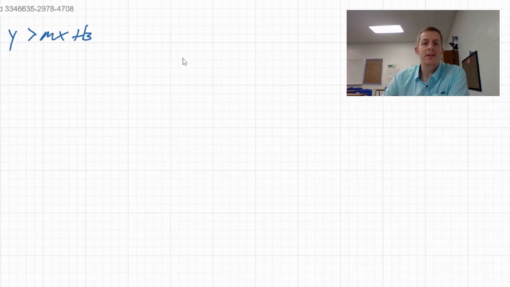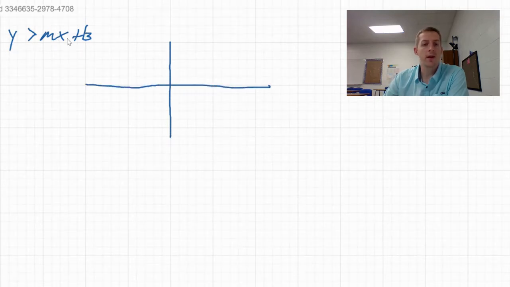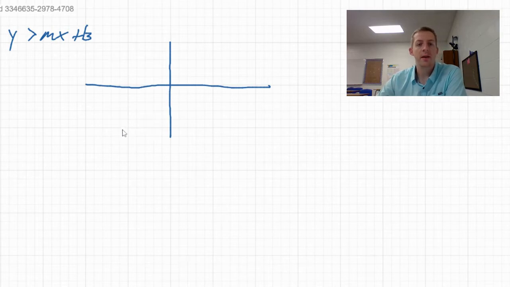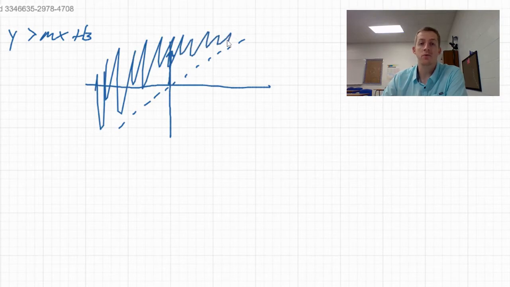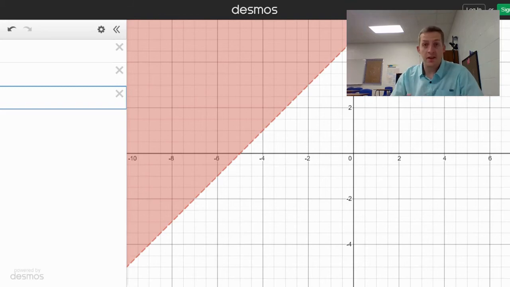So basically this is a line that says all the values of y are true as long as it is greater than whatever line this is. So let's say we have this line, and I'm going to do a dotted line because we are not including this line in the solution. And if y is greater, well, here's our y-axis, so anything greater going that way will be shaded. This is a terrible drawing. Why don't we flip over to Desmos real quick, and I'll show you there.